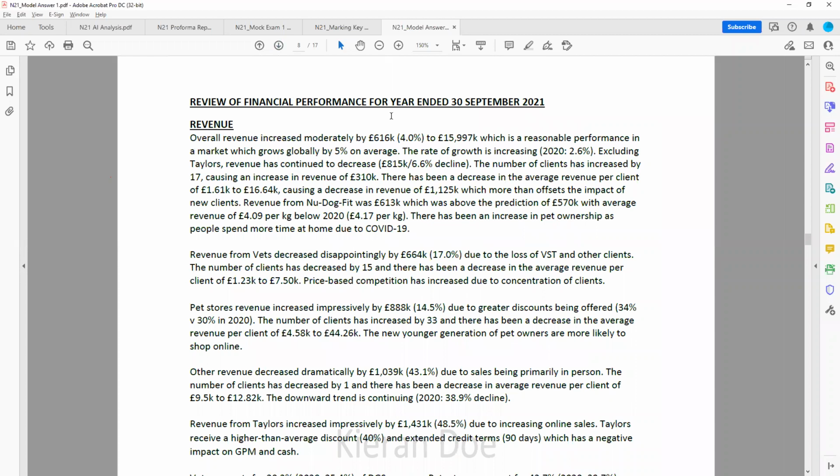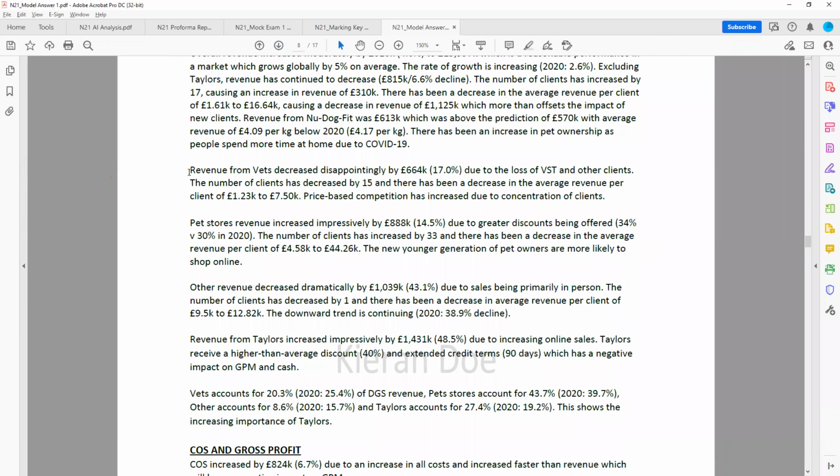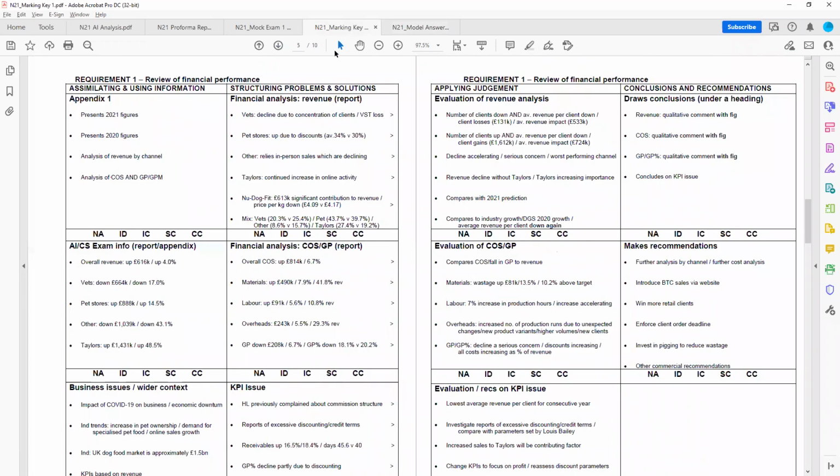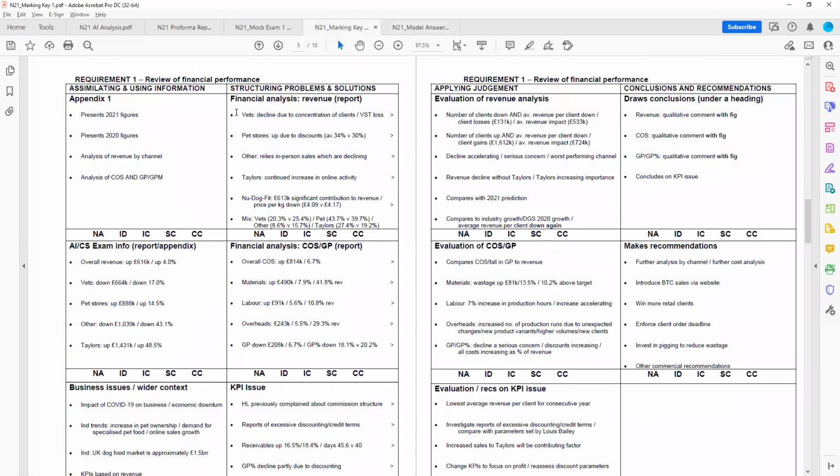And then you'd come on and type up your revenue section. Every time, what we're trying to say is that revenue has gone up or down. In this case, disappointingly, it's gone down. So you can see here that we have given the number, and we've said it's gone down disappointingly. This is looking at vets, and the number has gone down. Now that can be in the appendix or in the report, but we'll get that point there first of all. So that's nice and easy.